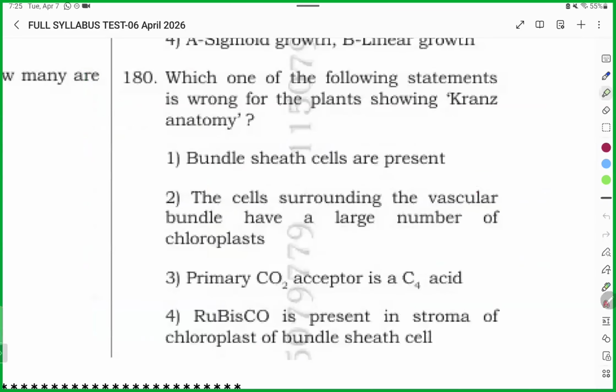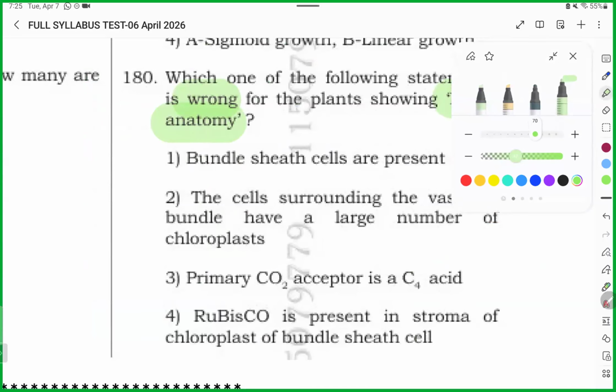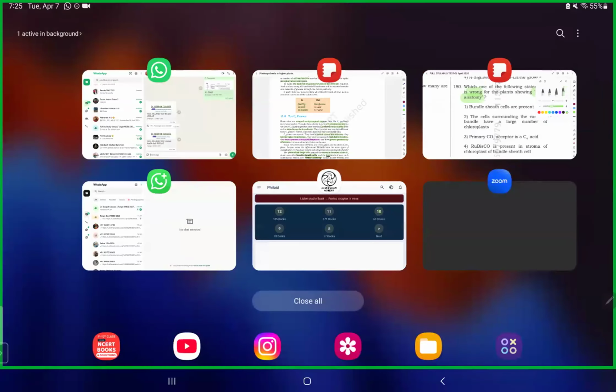First question, which of the following statements is wrong about showing the Kranz anatomy? We will read one complete topic and then I will ask a question from one person. Kranz anatomy. This topic.